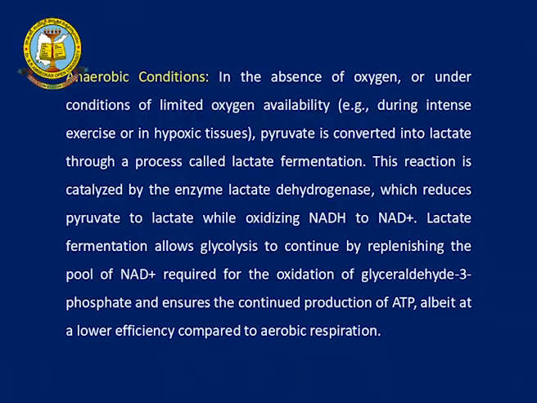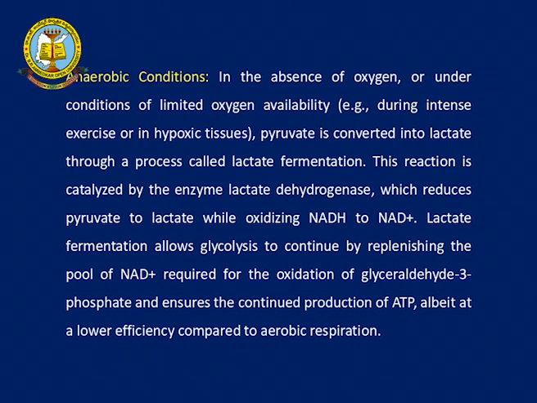Now, under anaerobic conditions, in the absence of oxygen, how does the glycolysis pathway work, and what molecules are produced? Under conditions of limited oxygen availability, such as intensive exercise or hypoxic tissues, the pyruvate is converted into lactate through the process called lactate fermentation in anaerobic conditions.